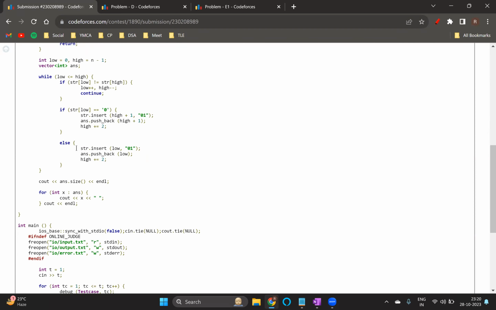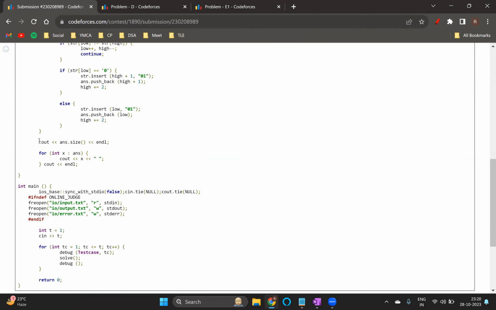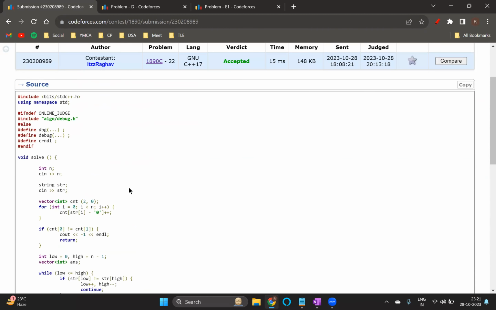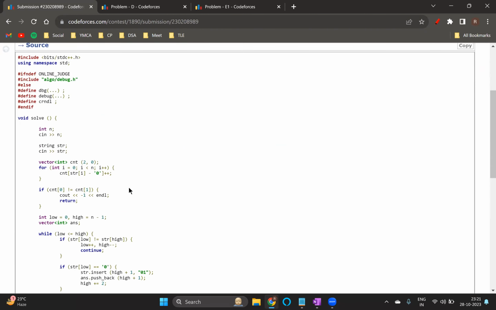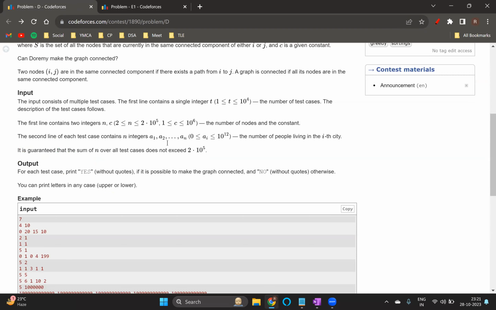In the other case, when we had both ones, in that case, we were inserting 0, 1 at the index low, and in the answer, we are just pushing back low, and high is going to be incremented by 2. Then at the end, we just print out the answer we have. So just printing out answer dot size and all the elements in the answer array. So is it clear? Okay, great. Let's move on to the next problem then.